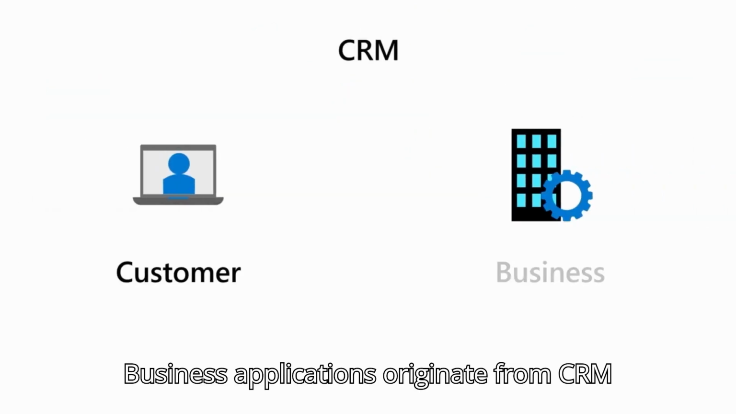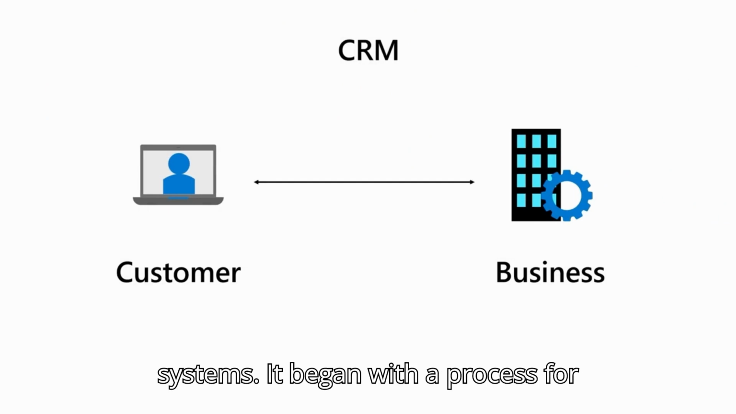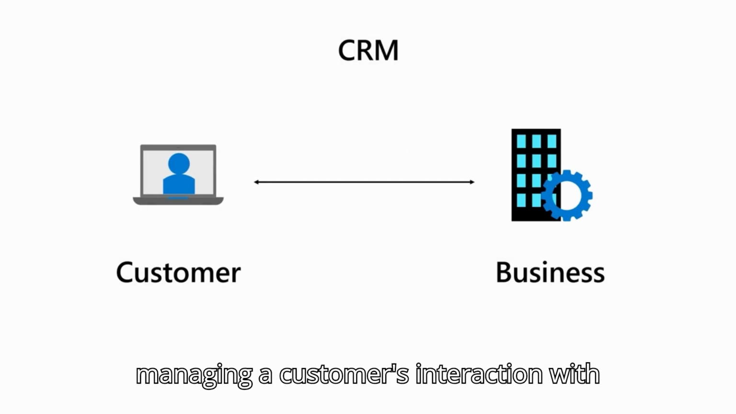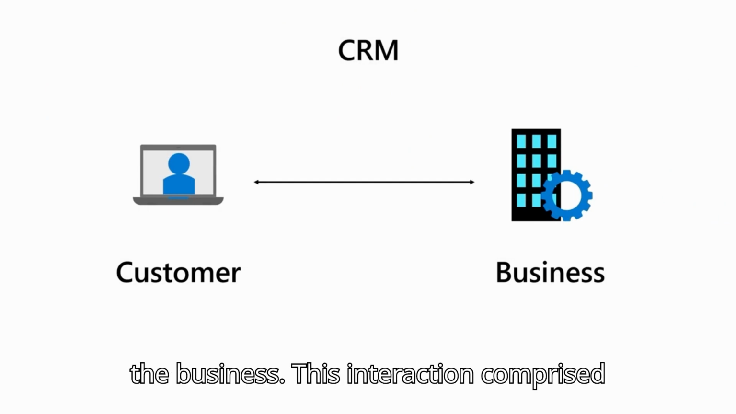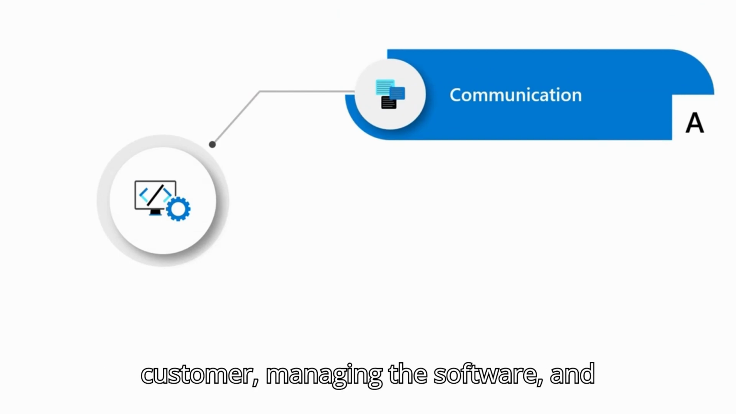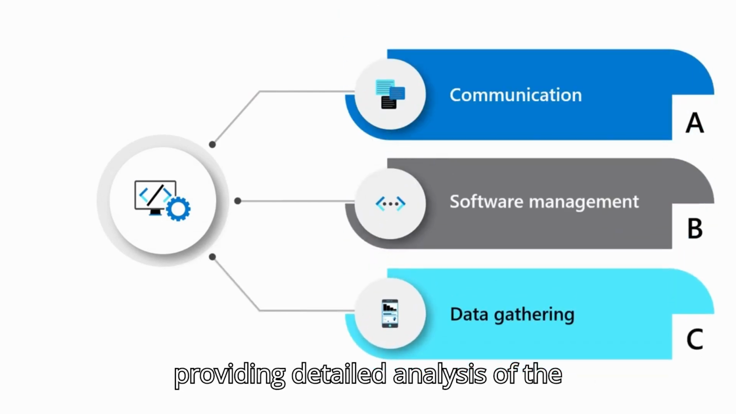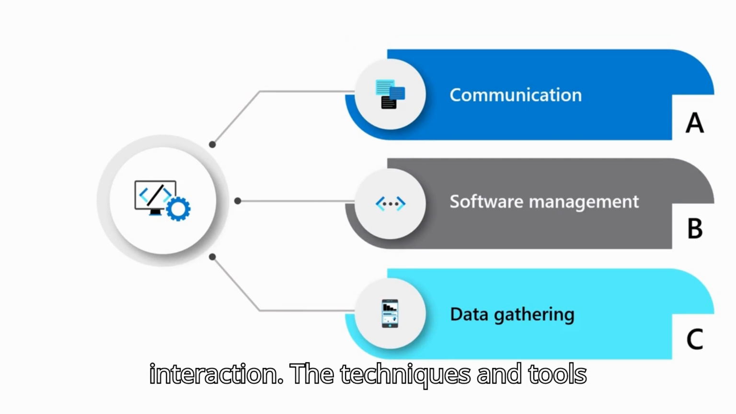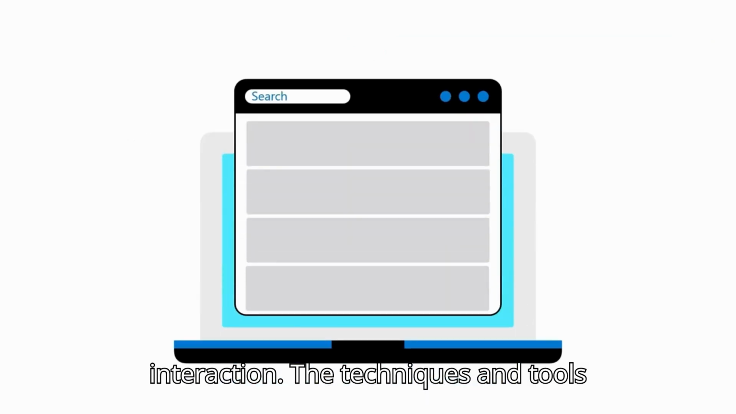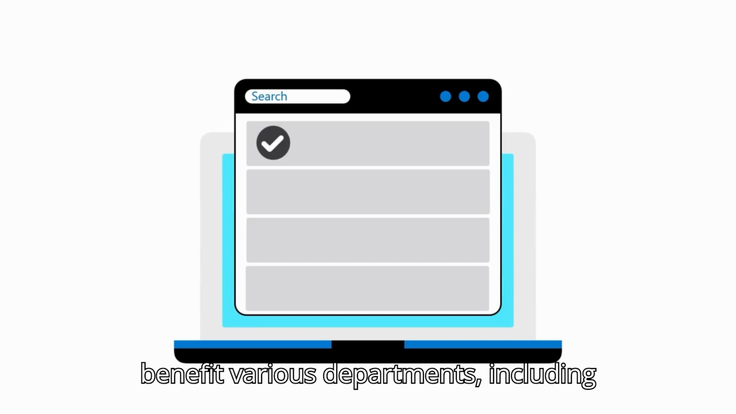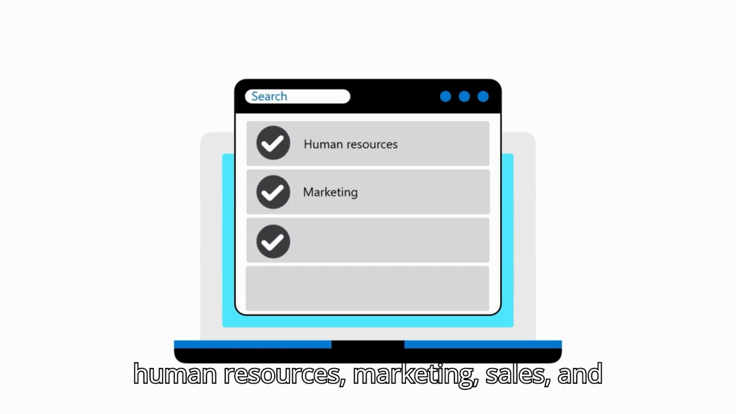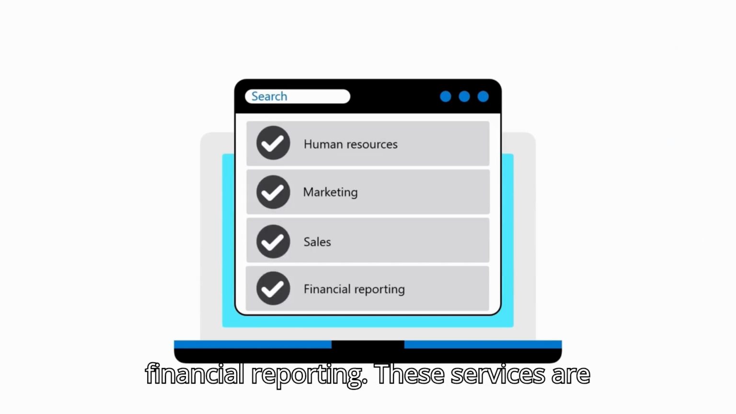Business applications originate from CRM systems. It began with a process for managing a customer's interaction with a business. This interaction comprised providing software to enable communication between the company and the customer, managing the software, and providing detailed analysis of the information gathered about the interaction. The techniques and tools benefit various departments, including human resources, marketing, sales, and financial reporting.